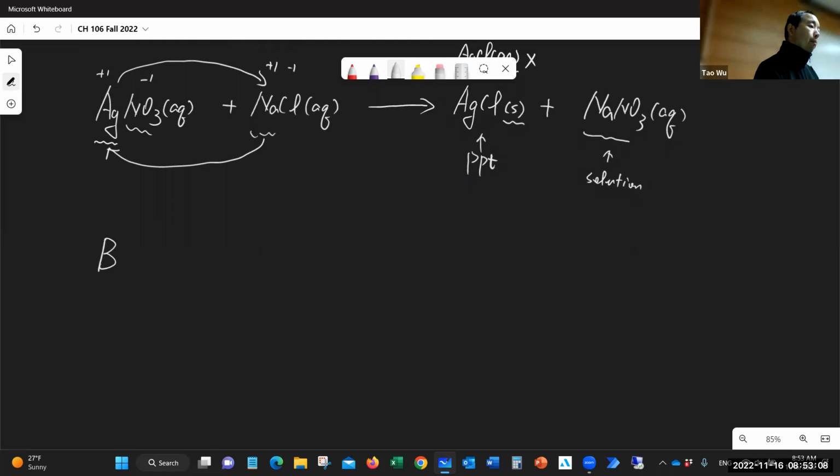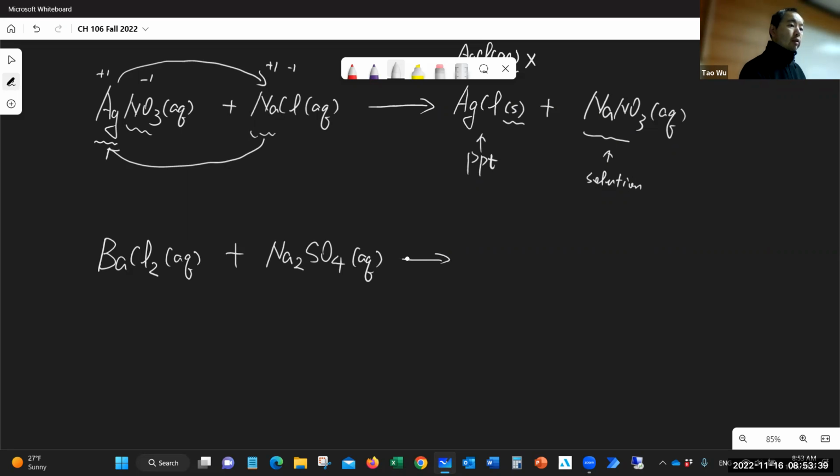We have barium chloride, which is a solution, and it's going to mix with another solution, which is sodium sulfate. This is also a solution. So now, what are the products? Two solutions mixed together: this is a double displacement reaction. How do we predict the other two?